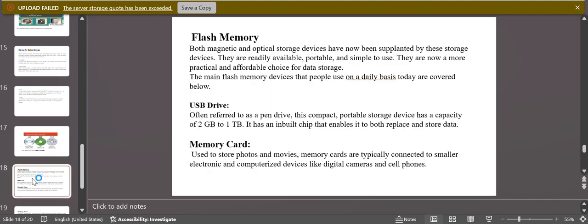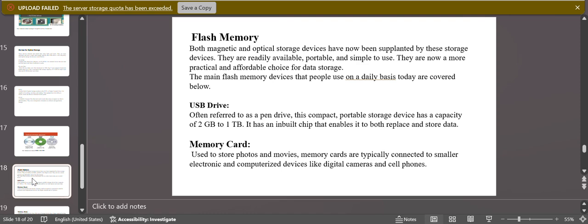And the last one, flash memory. Both magnetic and optical devices have now been supplemented by these storage devices. These are readily available, portable, and simple to use. They are now a more practical and affordable choice for data storage. The main flash memory devices that people use on a daily basis today are covered below.